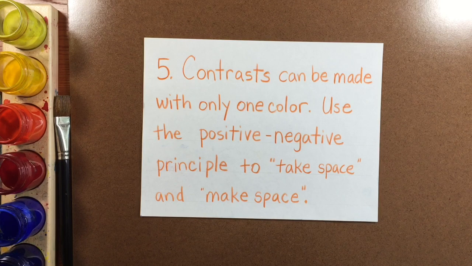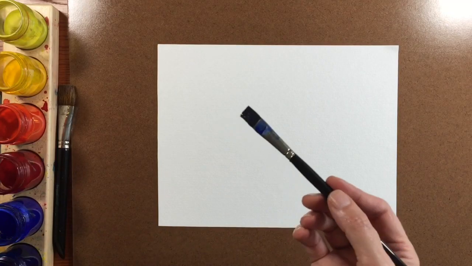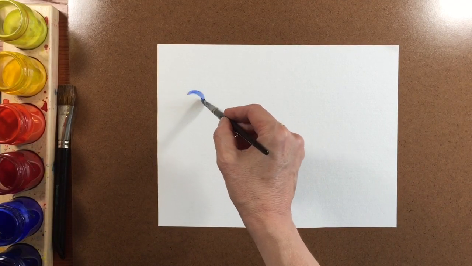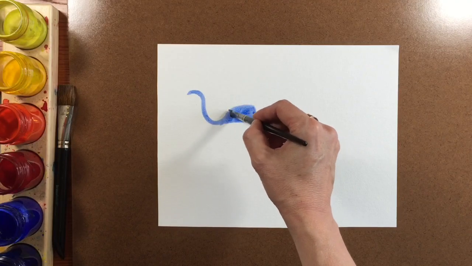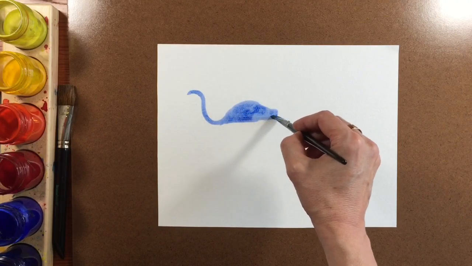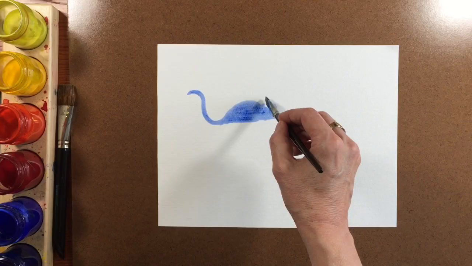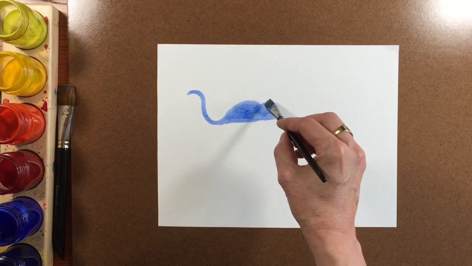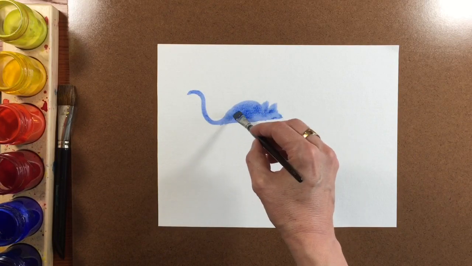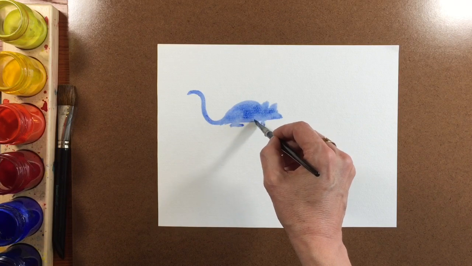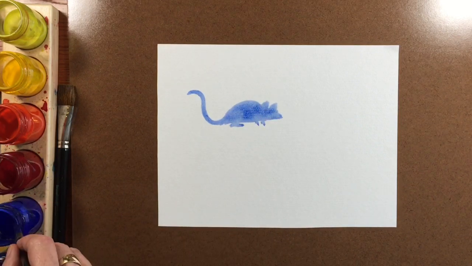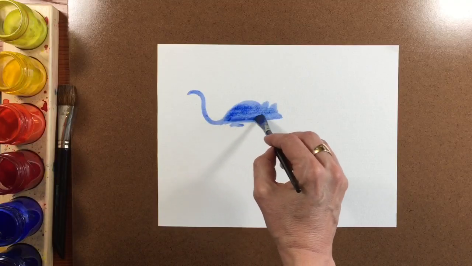Contrasts can be made with only one color. Use the positive-negative principle to take space and make space. This is a nice painting of a family of mice. The mouse that is outside the house is painted solid blue, ultramarine blue, and this is the process of taking space. So it is positive space that's painted with color.